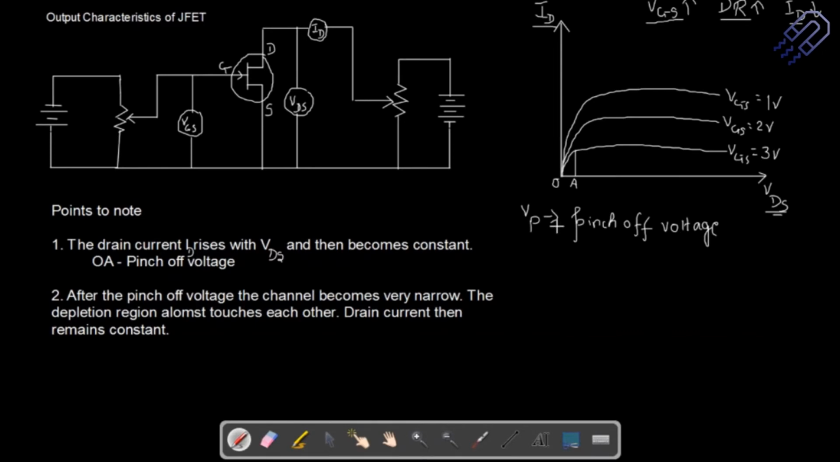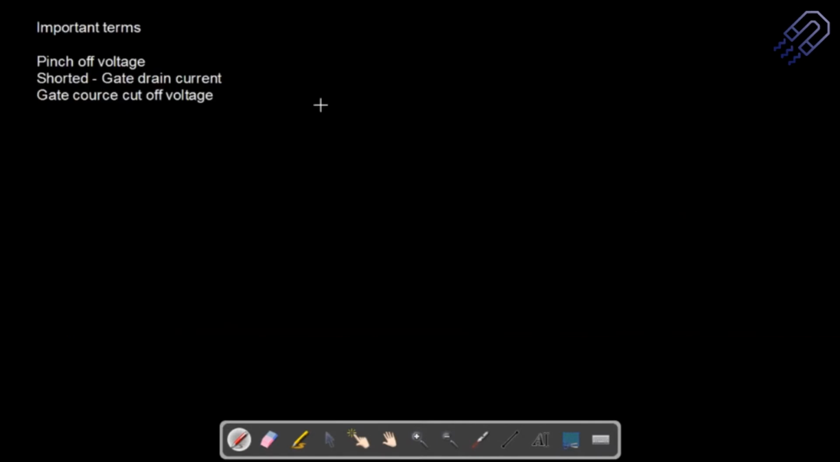So what happens, usually framing these sentences is easy if you can just remember the figure, and then of course you can just do it accordingly. Pinch off voltage is usually denoted by VP. Shorted gate drain current is represented as IDSS. And then we have the gate source cutoff voltage, so it is gate source, and since we are having a cutoff term here, just put the name as off. VGS off.